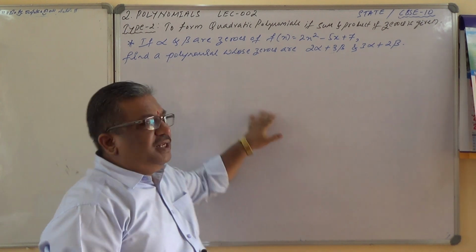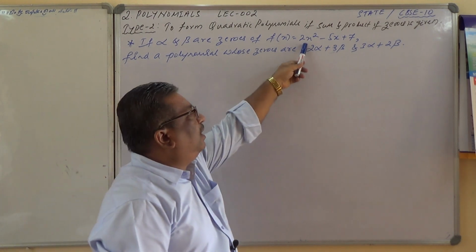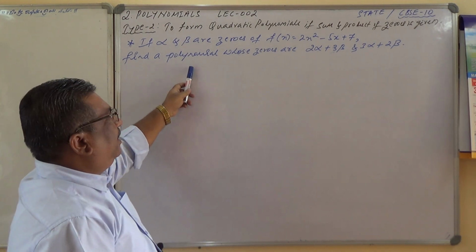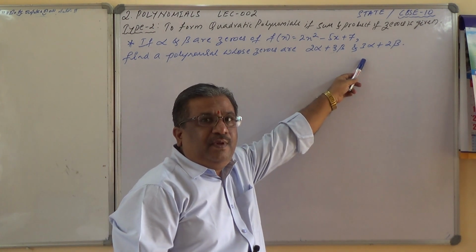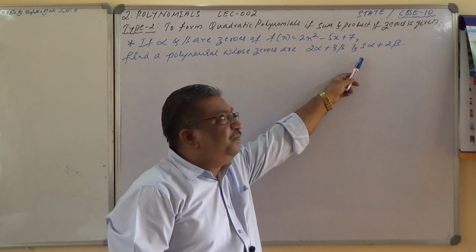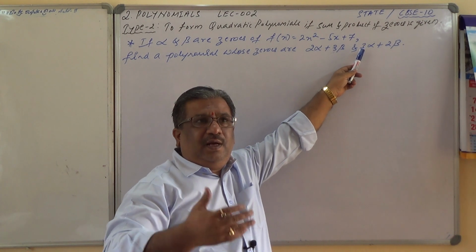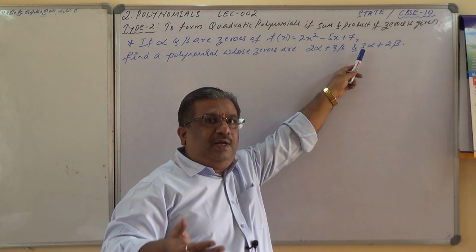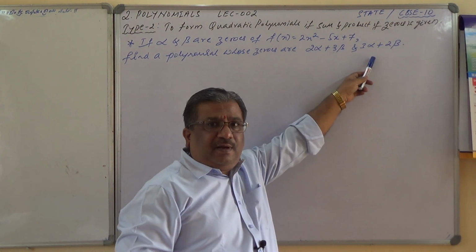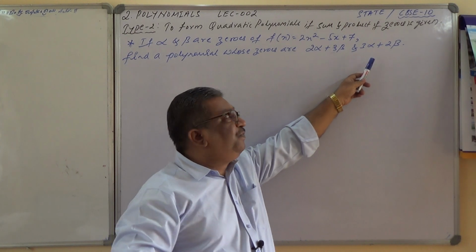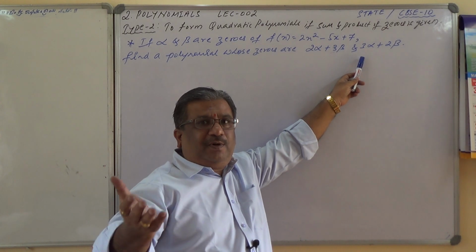This is the numerical. Please read it very carefully. If alpha and beta are the zeros of this polynomial, find another polynomial whose zeros are this and this. Why should you read carefully? These are the zeros of the new polynomial. How do you form a polynomial? You must know the sum of zeros. So the sum of zeros is this plus this. Also you must know the product of zeros, the product of this. Once you know the sum of zeros and product of zeros, then you will be able to form a polynomial.